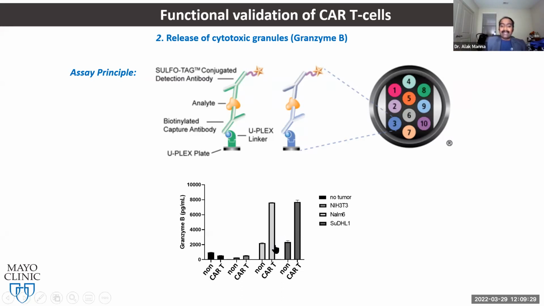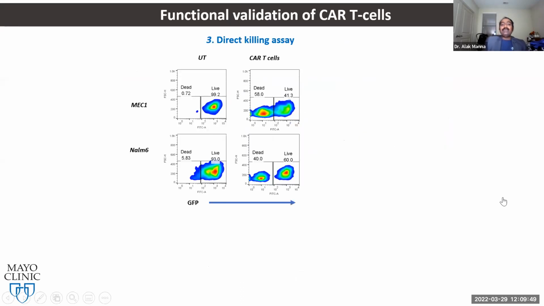And if you see our data, when we use non-CAR versus CAR, the CAR significantly increases the granzyme B secretion. So that corroborates with the increase of CD107 expression. Granzyme B is one of the molecules that T cells release in the microenvironment when they are functionally cytolytically active. So then the third assay is direct killing.